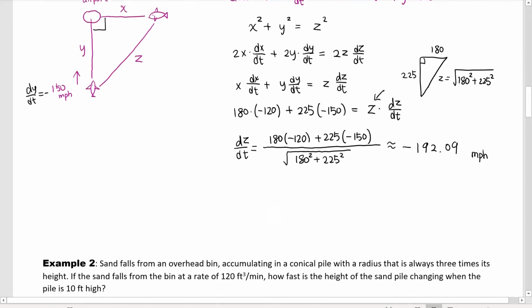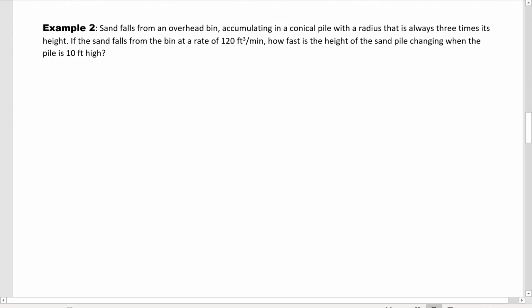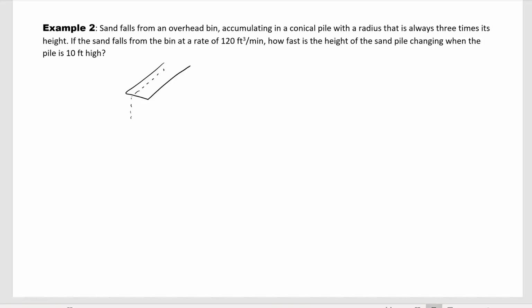Okay, all right. Let's go to example 2. Sand falls from an overhead bin, accumulating in a conical pile, with a radius that is always 3 times its height. If the sand falls from the bin at the rate of 120 cubic feet per minute, how fast is the height of the sand pile changing when the pile is 10 feet high? Okay, so we have the sand right here falling, and then it forms a conical pile.